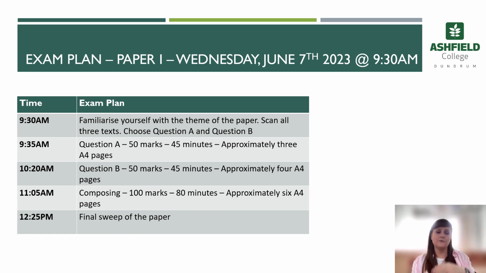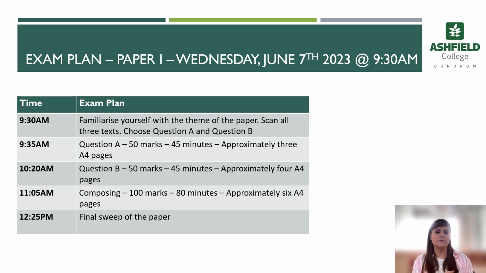So obviously each of the 3 texts will be associated with the theme, and then choose your question A and question B. So do that within the first, I suppose, 5 minutes. Choose your question B first, and then pick your question A from the remaining 2. At 9:35, start your question A, 50 marks, 45 minutes, and approximately 3 A4 pages, give or take.